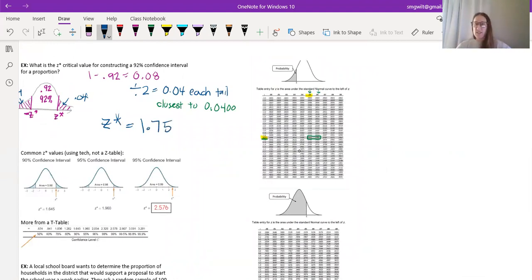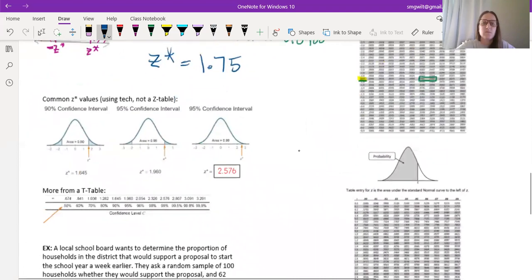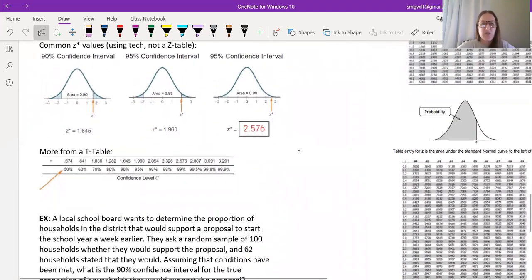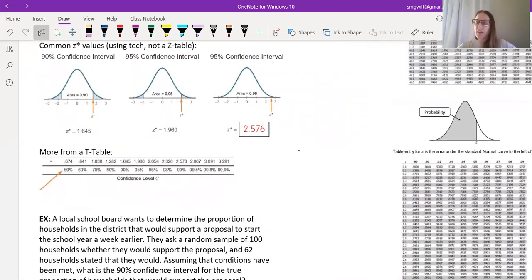To figure out what Z star is, it could be positive, it could be negative, right? I'm adding and subtracting that same Z score. Okay, so we'll look at that one more time when we get into the next problem. In the next slide on this, they start to talk about common values.